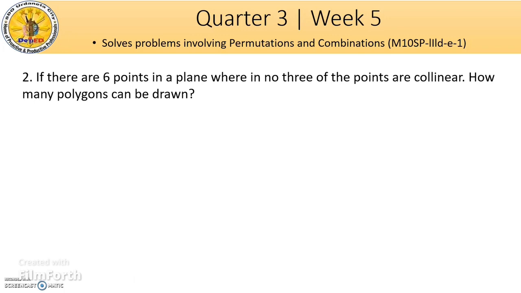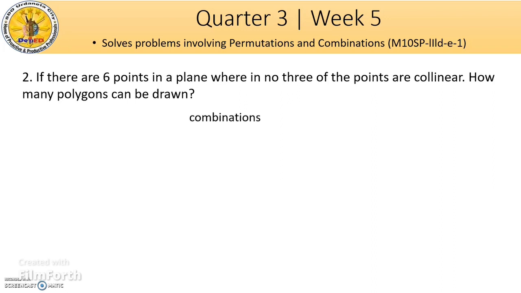Problem number 2. If there are 6 points in a plane, wherein no 3 of the points are collinear, how many polygons can be drawn? What do you mean by collinear? It means that they are not in the same line. So they are not in one line, so you can now make a polygon. Anyway, is this permutation or combination? This is a combination problem.